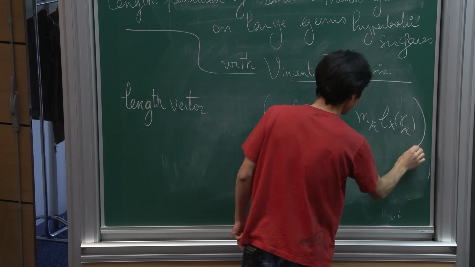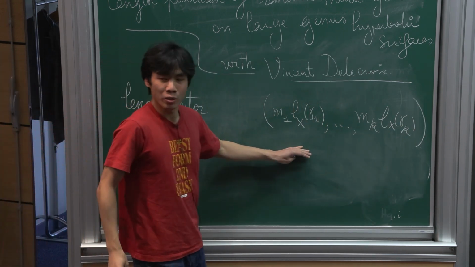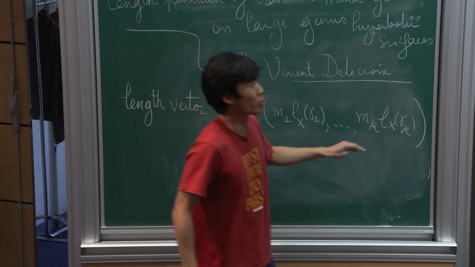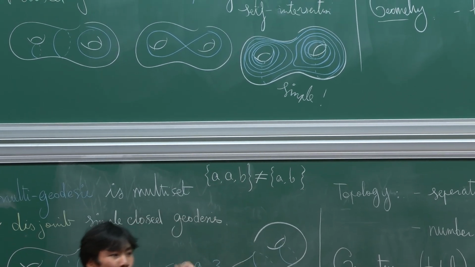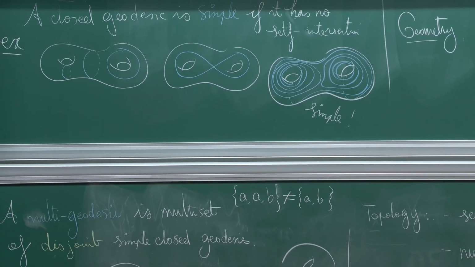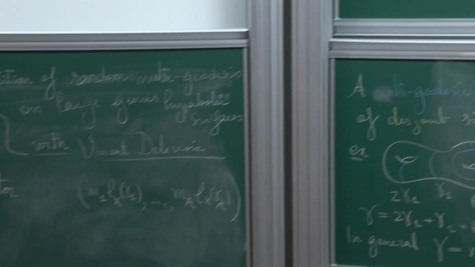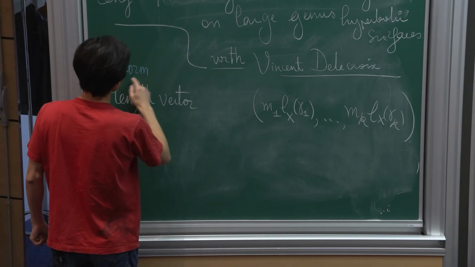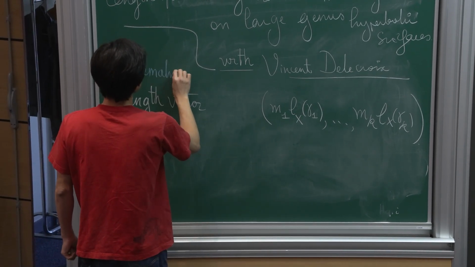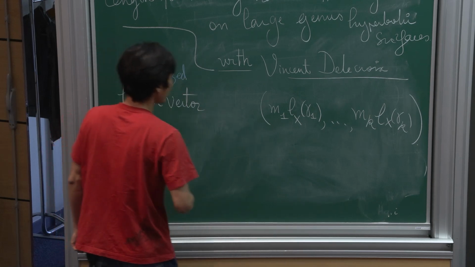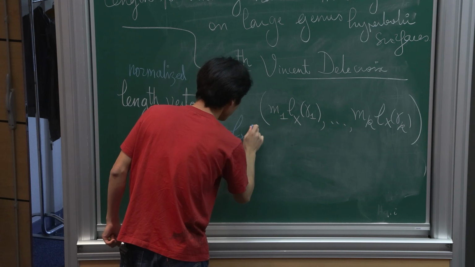Okay, that's it. But normally this vector is huge, because normally your multi-geodesic will be something like this. So every component will be extremely long. But what you can do is try to get some normalized version of it, which is you just divide everything by the total length of it.